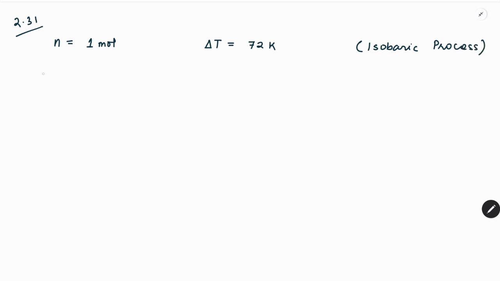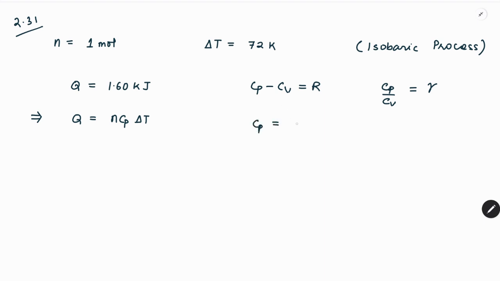So for the isobaric process, the first information given to us is the amount of heat energy Q, which is equal to 1.60 kilojoule, imparted to the system. Since it is an isobaric process, Q is equal to n Cp dT. Now we have two important relations, Cp minus Cv equals R and Cp by Cv equals gamma. Using these two expressions, we can write Cp as Cv plus R, or Cp as gamma by gamma minus 1 times R.